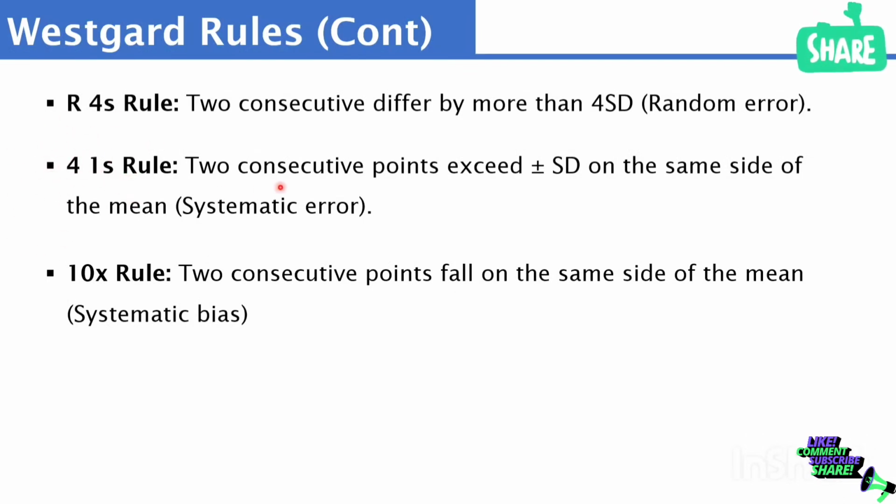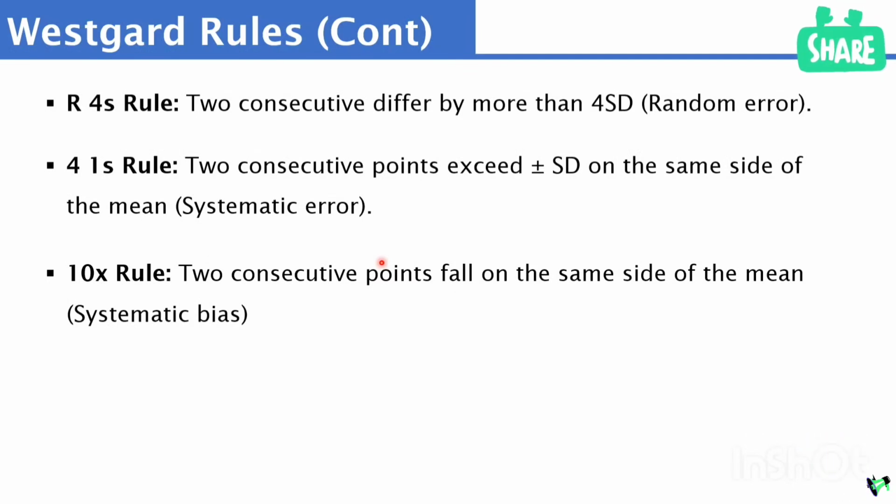Now if you have the 4-1s rule, now remember this, things are beginning to change. This talks about 2 consecutive points exceeding 1 SD, okay? Because I've told you that 1s or 4s, whatever number you see before the s is the number of standard deviations, either as addition or reduction. Does that make sense? But now when you see R here, it's talking about when the 2 consecutive times differ by more than 4s. But when you see the 4-1s rule, it means there are 2 consecutive points that exceed 1s, and which are on the same side of the mean. Again, this one can be systematic error. I hope that makes sense.